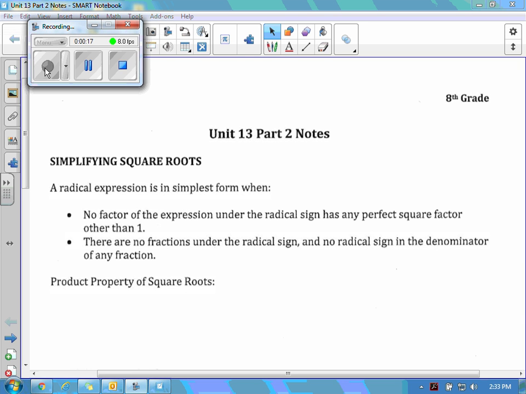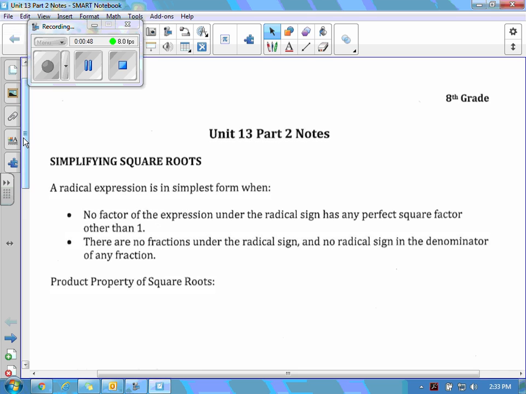All right, so it says a radical expression is in simplest form when... there are two things that have to happen here. No factor of the expression under the radical has any perfect square factor other than 1. So perfect square factor means there are no numbers that go into it that are perfect squares. And then the second thing, there are no fractions under the radical sign and no radical sign in the denominator of any fraction. So you can't have a fraction under the radical sign, and you can't have a radical in the denominator. So there are a couple things to remember there.